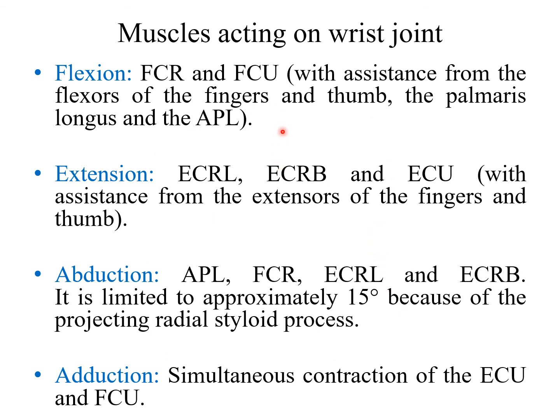The muscles which are performing the movements at the wrist joint: flexion is mainly done by flexor carpi radialis and flexor carpi ulnaris. So they are the main flexors of the wrist joint, and they take support from the other muscles which pass towards the fingers, as the flexors of the fingers and thumb, and palmaris longus and abductor pollicis longus.